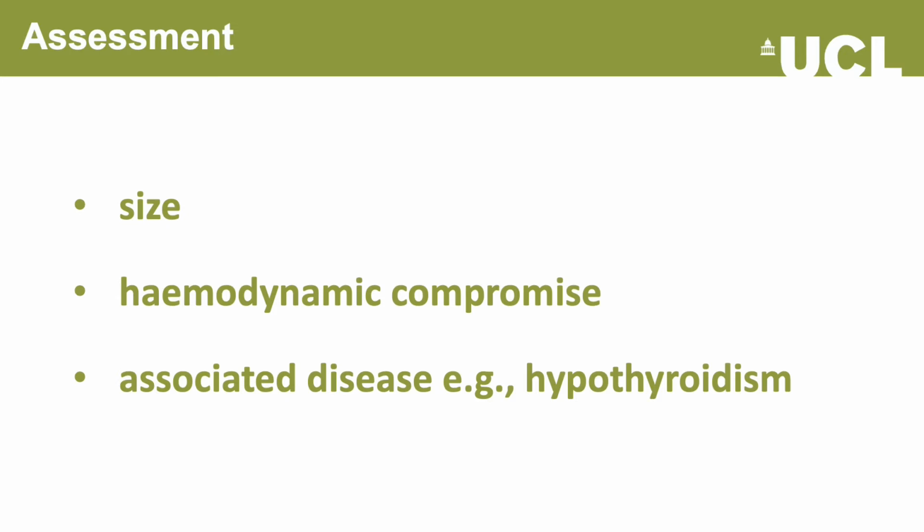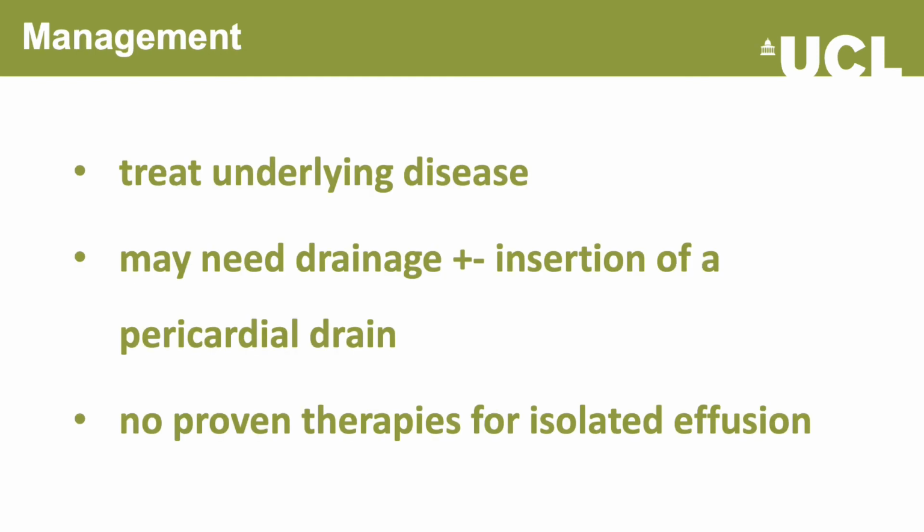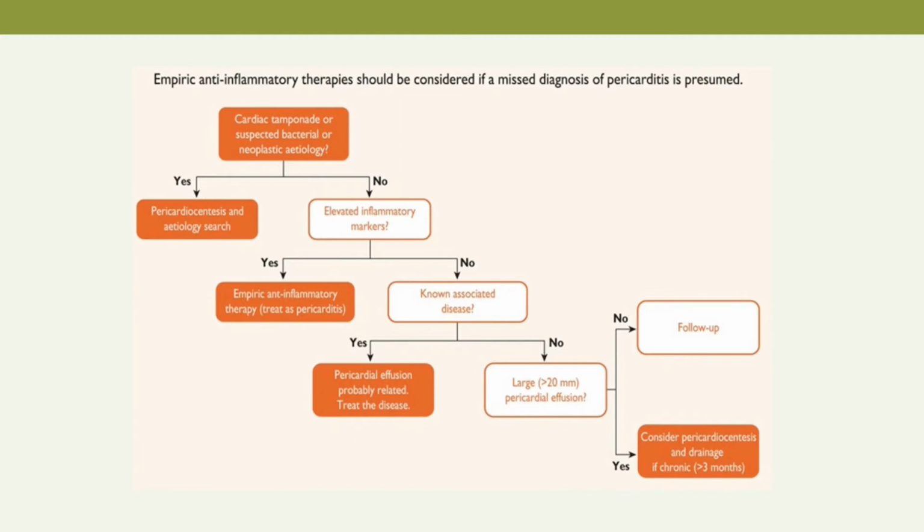So it's important when you're assessing a pericardial effusion to assess its size, hemodynamic compromise, and any associated diseases such as hypothyroidism. And your management strategy for pericardial effusion is to treat the underlying disease. It may need drainage plus or minus insertion of a pericardial drain, and there are no proven therapies for isolated effusion.